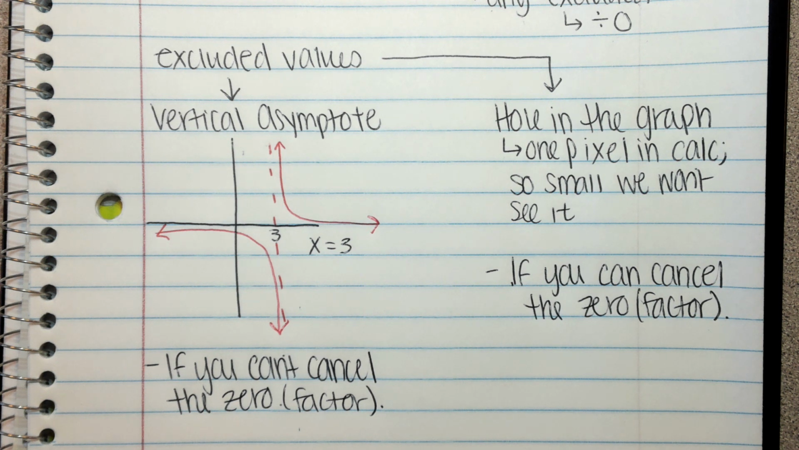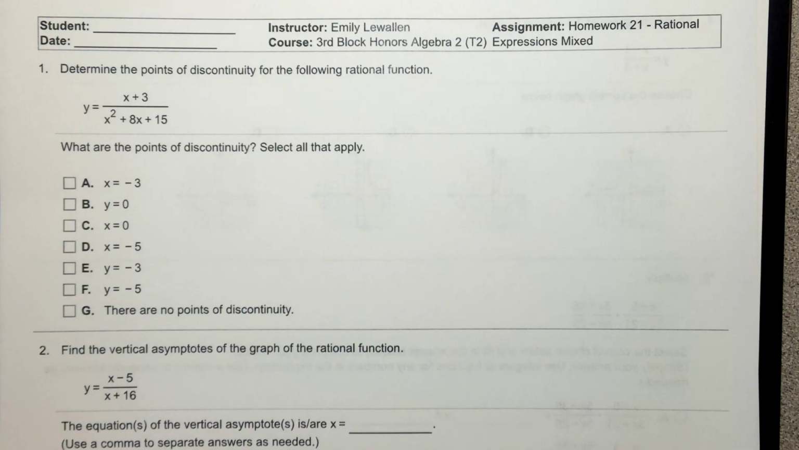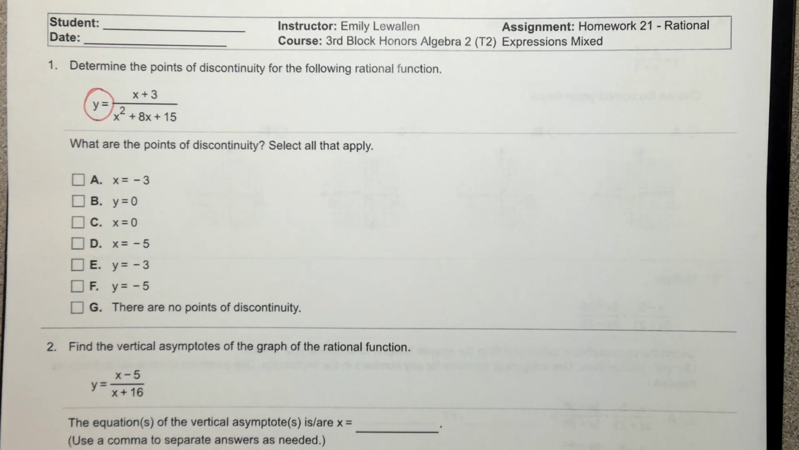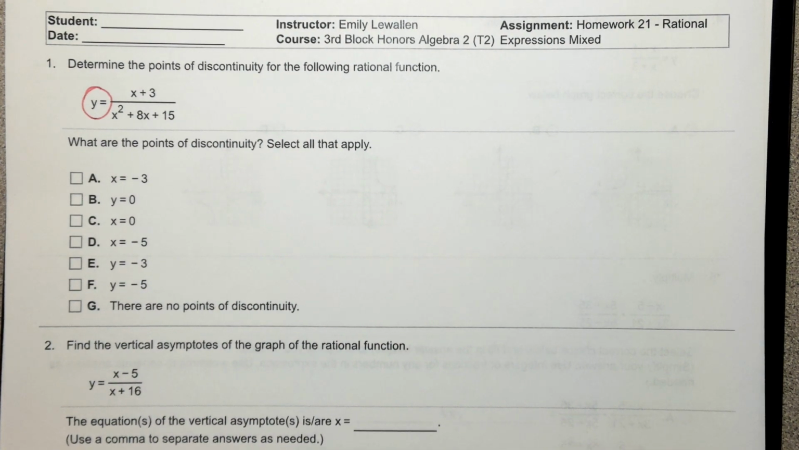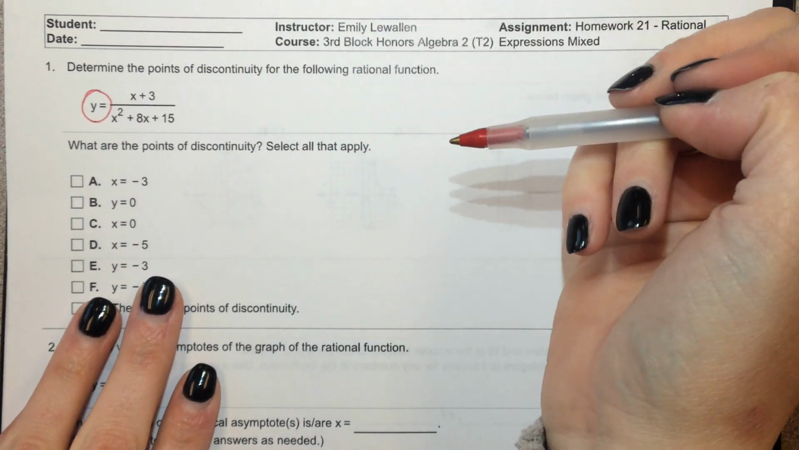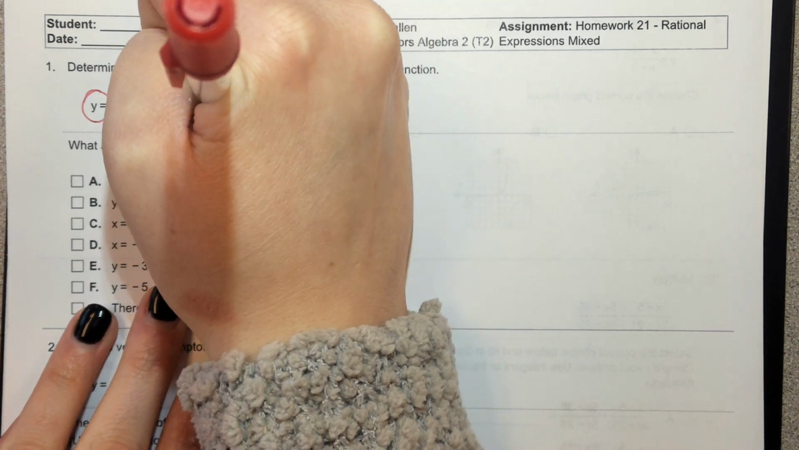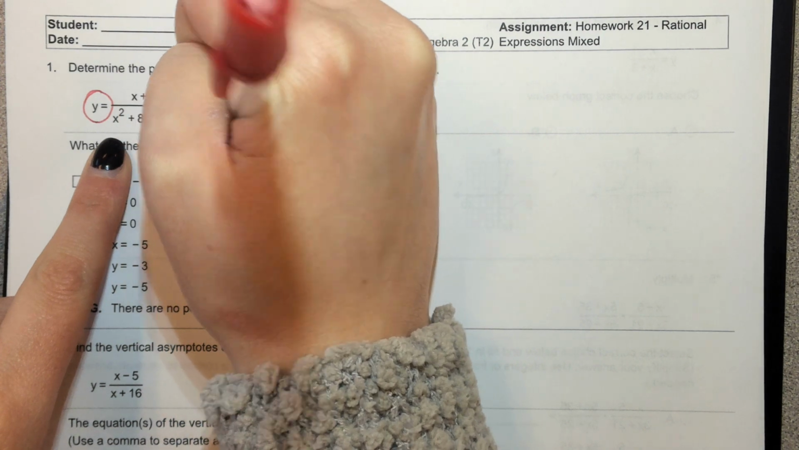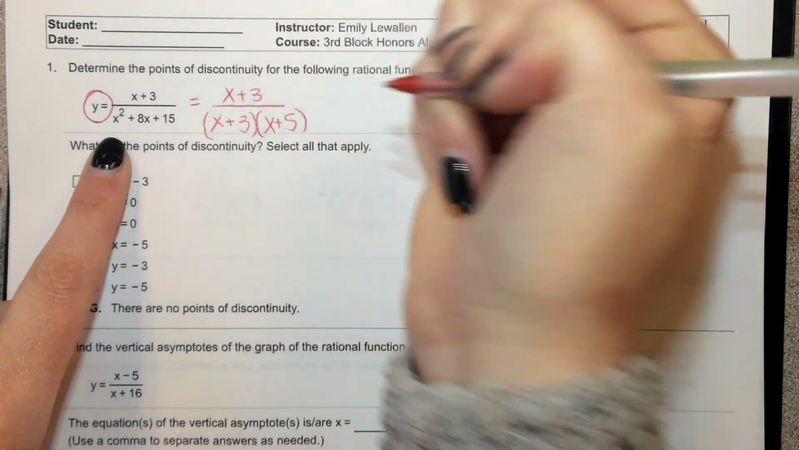I'm going to go right to some sample problems from your Math Excel work and work through those. Okay, so number 1, it gives us this function, and remember, it's a function now, so we have y equals, okay, that makes it a function, and we need to find our points of discontinuity. So we're going to factor it. On the top, we can't really do anything, it's just x plus 3. On the bottom, it's going to be x plus 3 and x plus 5, okay?